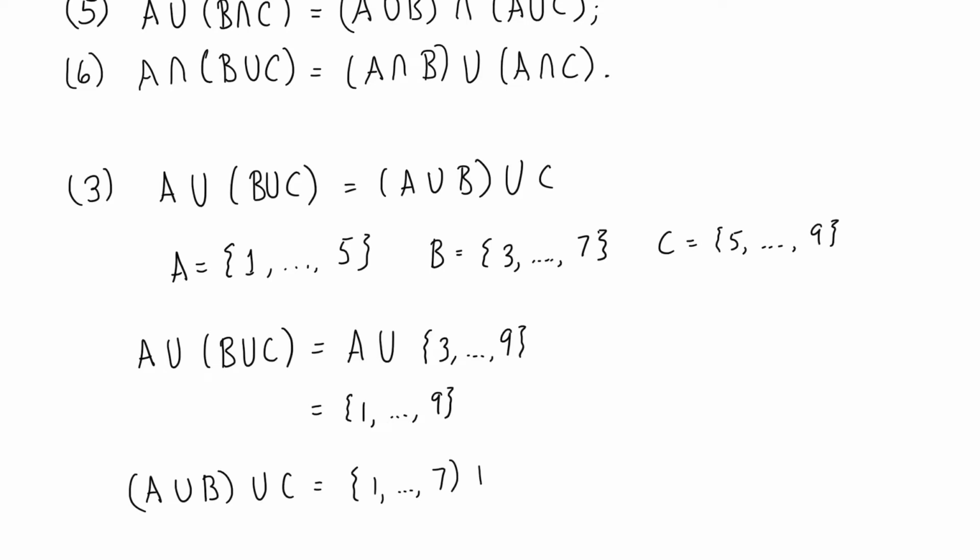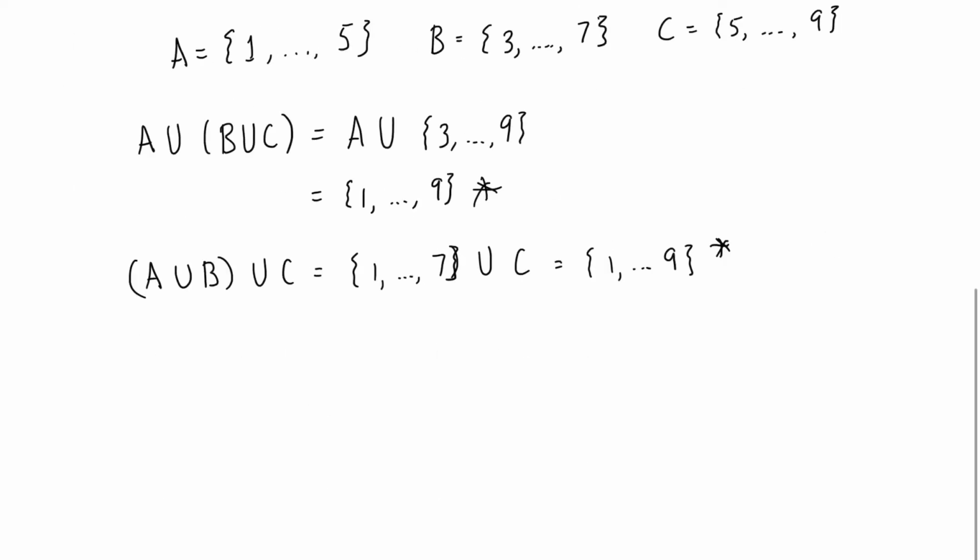So A union B gives us 1 through 7, and then we do the union with C. And then if we union this with C, C, in addition to containing numbers in this set already, has 8 and 9. This will go 1 through 9. And we get the same result here and here. The point of this is that when you have a string of unions, it does not matter which ones you evaluate first. You can do it in any order, and it's going to be the same result.